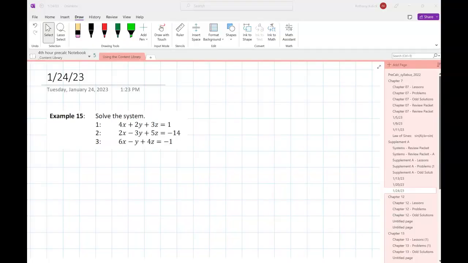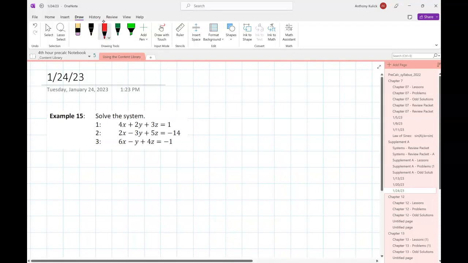All right, so I think where we had left off last time, we were working on solving this problem here with substitution, right?